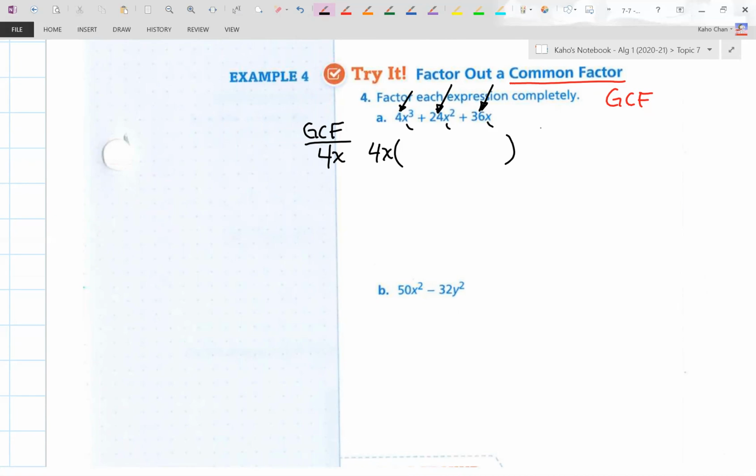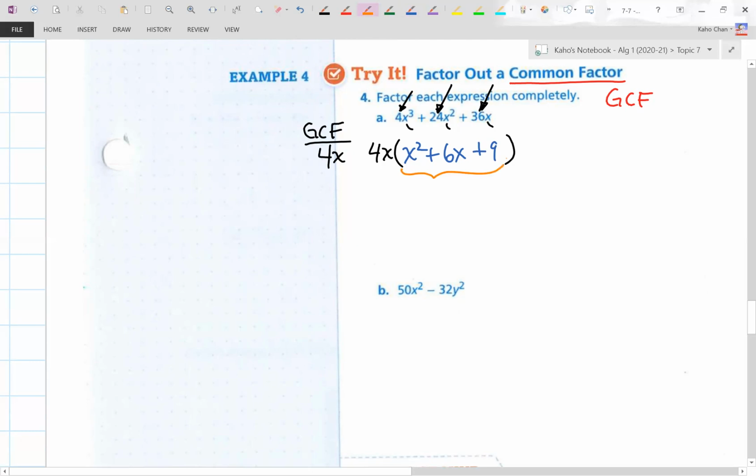This particular problem here. So 4x cubed divided by 4x is x squared. 24 divided by 4 is 6x, because the x squared divided by x is x. And then finally 36 divided by 4 is 9. The x's go away. Ooh, interesting. Look at that thing. That looks kind of familiar. Is that a PST?